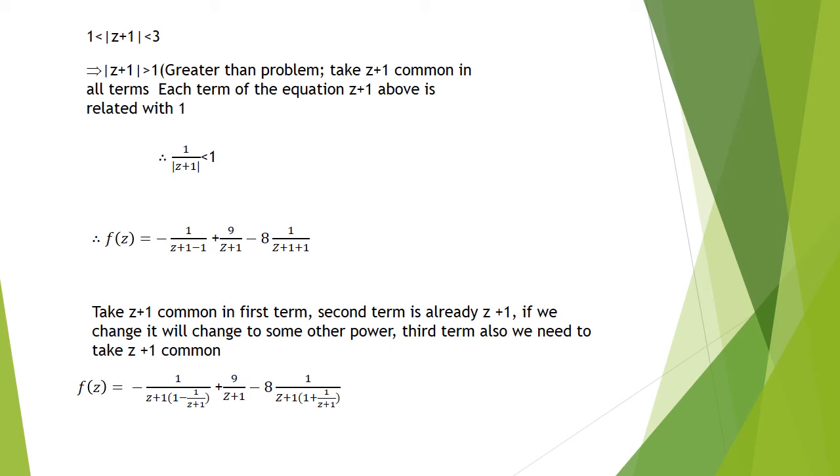So we will take z+1 common in the first term and even in the third term. But we will not touch the second term because the second term is already z+1. So we should not touch it. If we touch it, it will be expanded in powers of z, which we don't want because the expansion should contain only the powers of z+1. So take z+1 common in the first term, the second term is already z+1, and if we change it, it will change to some other power. The third term also we need to take z+1 common. So take z+1 common in the first and third terms.